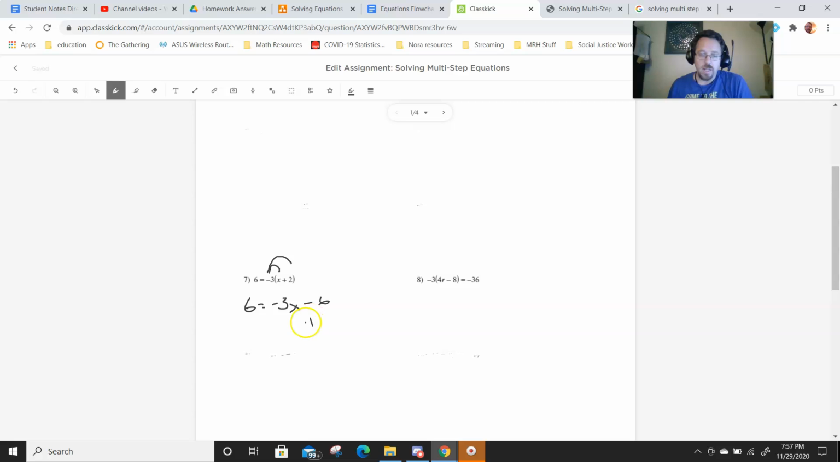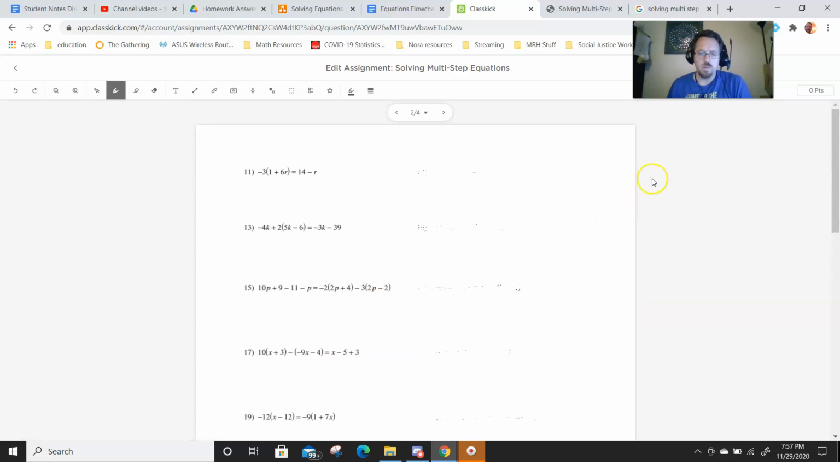All right, next, I'm going to add 6 to both sides. So that's going to give me 12 equals negative 3x. And then finally, I'm going to divide by negative 3. Negative 4 equals x. All right, go ahead and try 8 before you move on to slide 2.